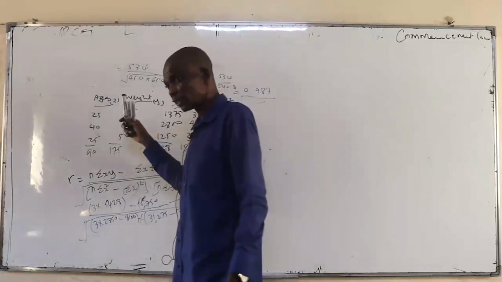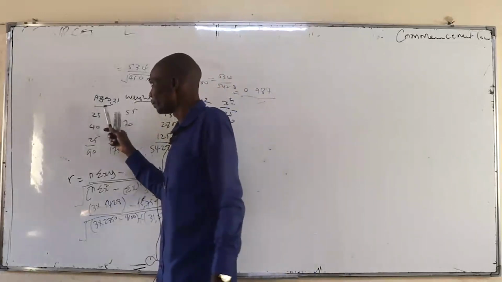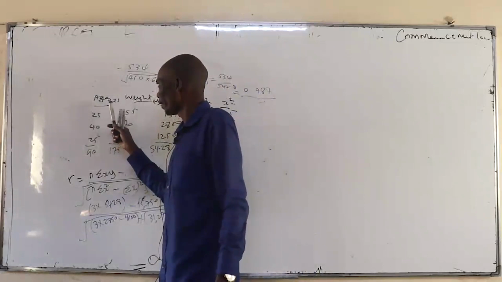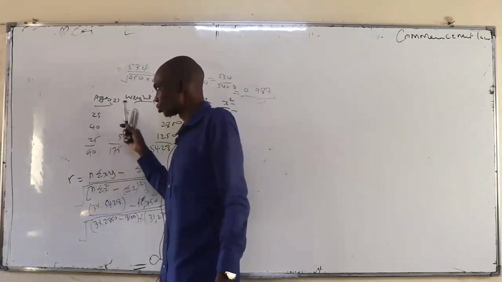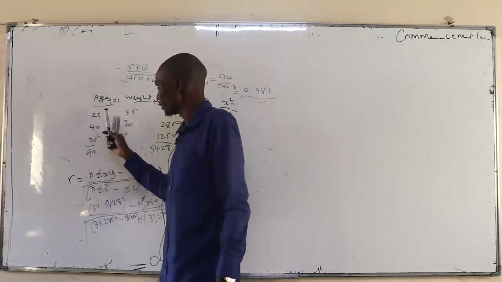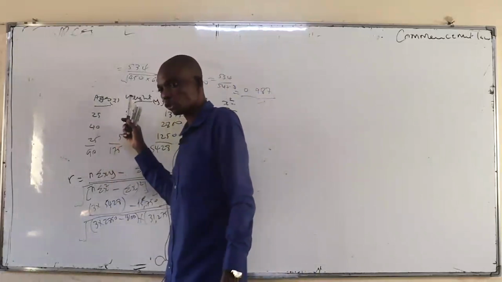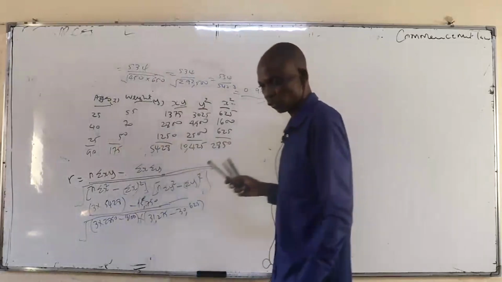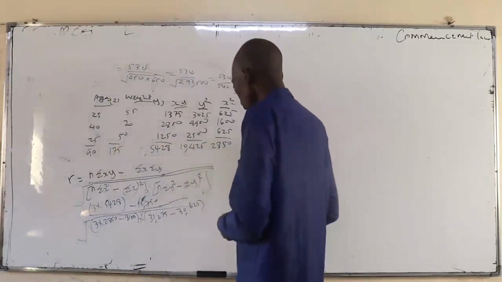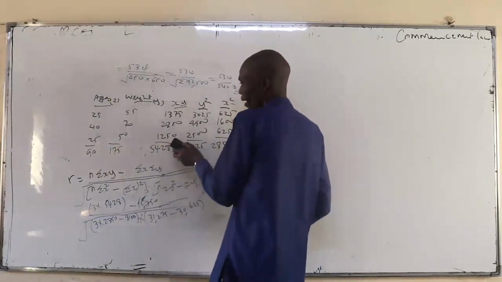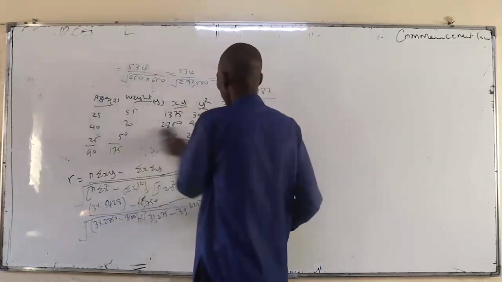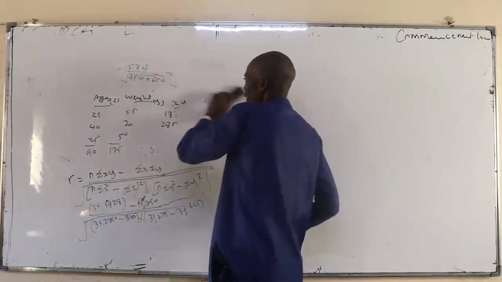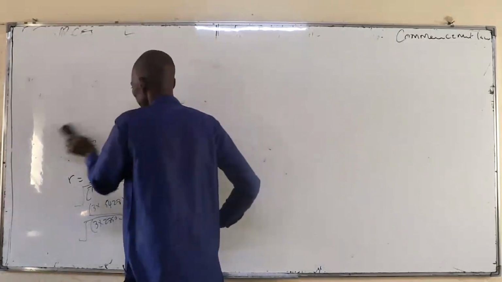If you are to interpret, it simply means that when the age is low, the weight is also going to be low. When the age is high, the weight is also going to be high, and this is what is shown by that. So that is Karl Pearson's coefficient of correlation. I've demonstrated how we can go about it and how to interpret the result.